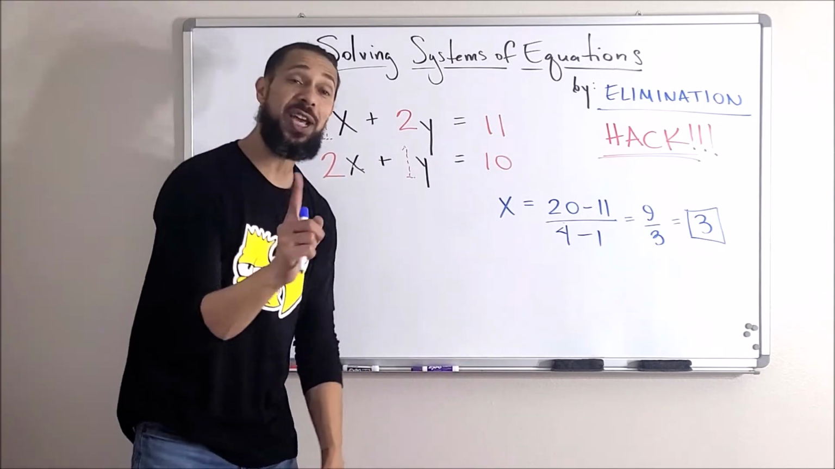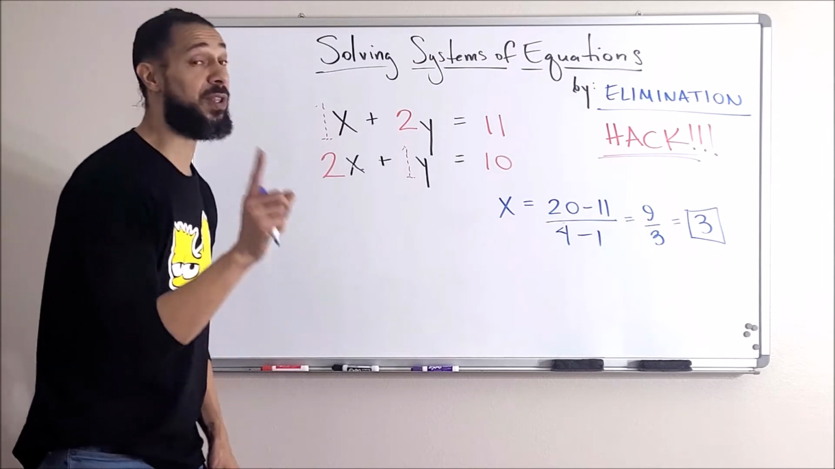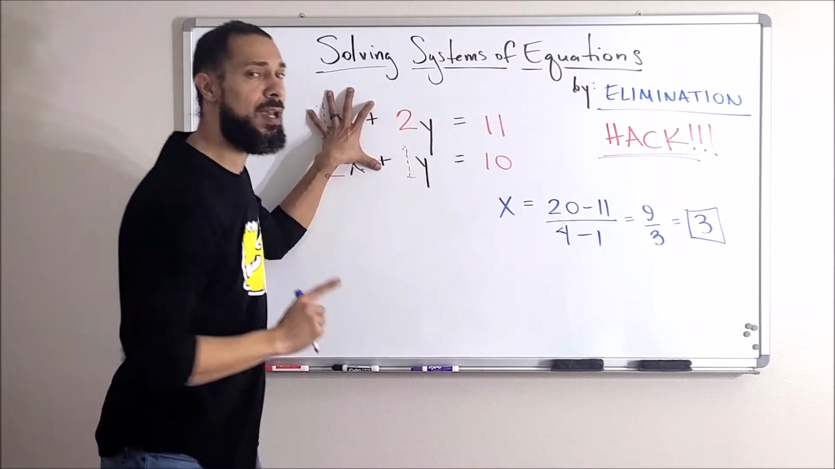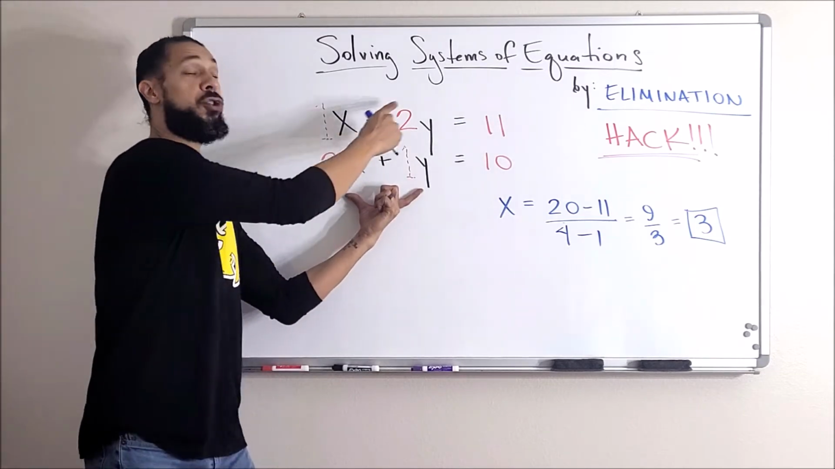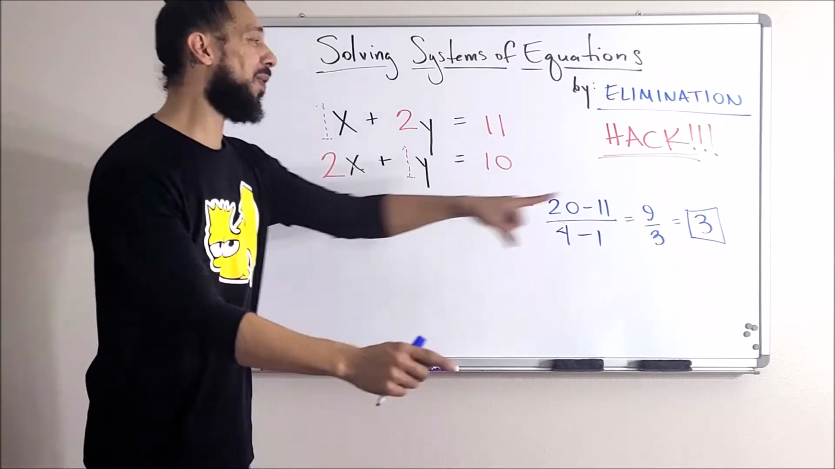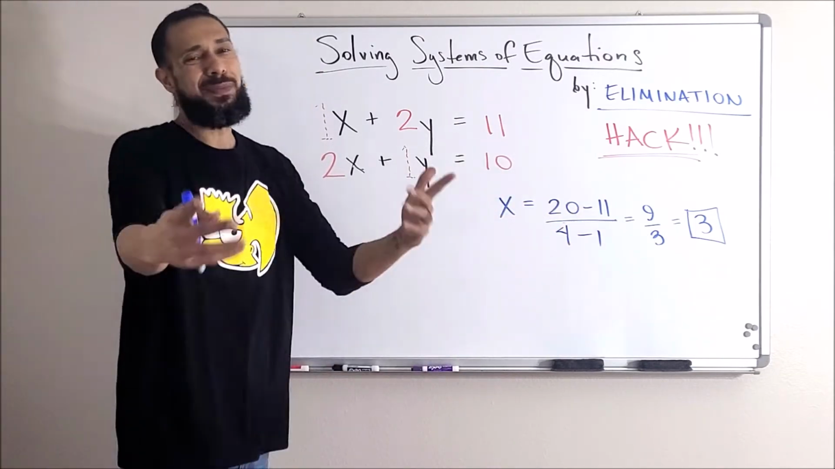Now you've got to make sure you do that stuff in the proper order, right? For the top, 2 times 10 minus 1 times 11. And for the bottom, 2 times 2 minus 1 times 1. Now, if you want to plug that back in to find the y, that's cool. But that's the old way.